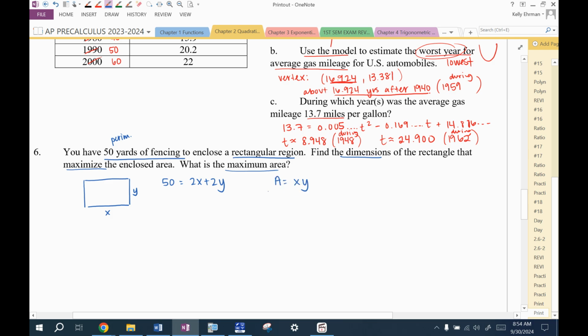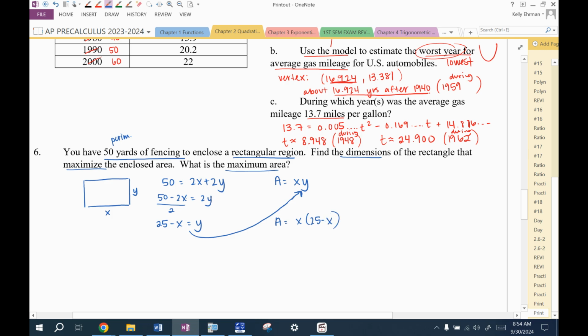Okay, so what do we do with these 2 equations? This is just a system of equations. Solve this for y. So you can subtract 2x, divide everything by 2. When you divide everything by 2, divide every term by 2. 25 minus x equals y. And then sub that in to your area equation, because we can't type an equation with 2 variables into our calculator. So the area is going to equal x times 25 minus x.